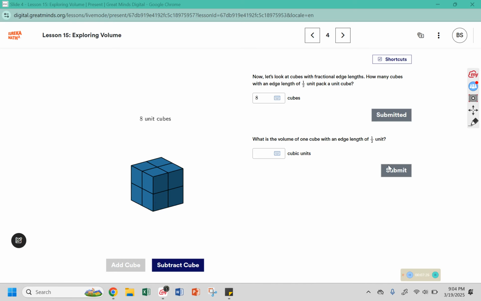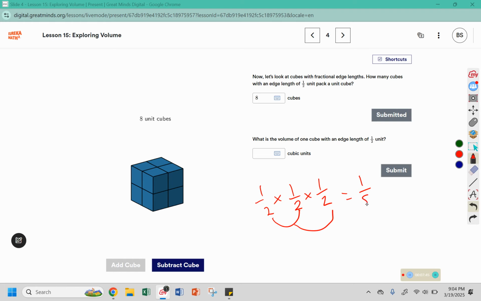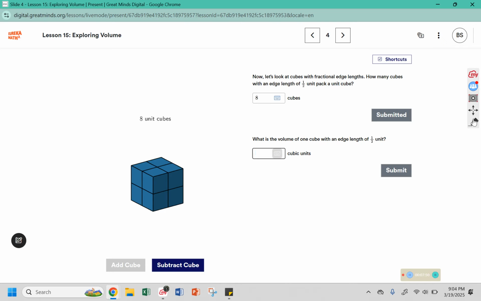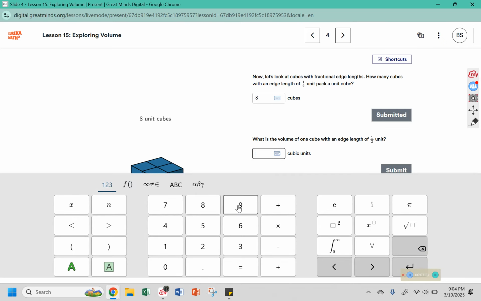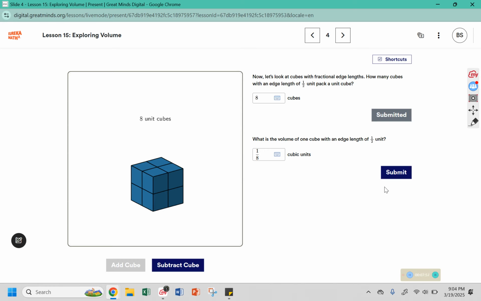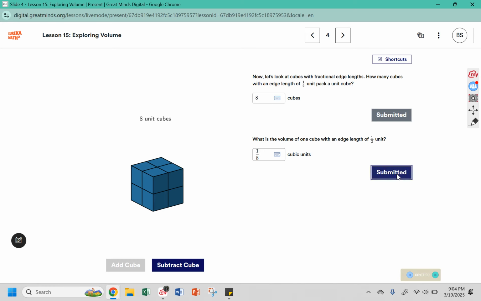What is the volume of 1 cube with an edge length of half of a unit? Well, it is a half wide, a half long, and a half tall. 1 times 1 times 1 is 1, 2 times 2 is 4, and 4 times 2 is 8. This is 1/8 of a cubic unit.